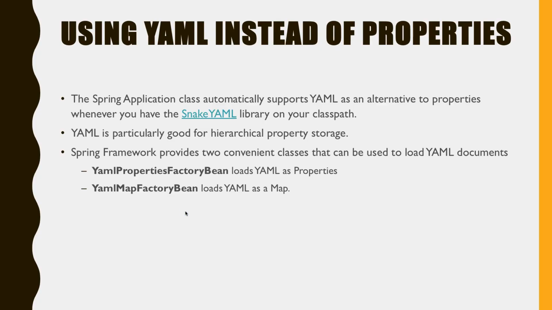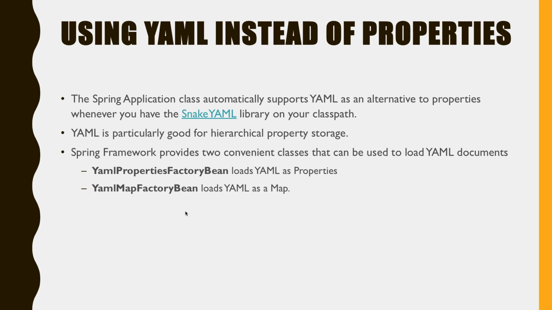YAML is an alternative to the properties file, and Spring Boot automatically supports YAML if you have the SnakeYAML library on your classpath. YAML is good for hierarchical property storage, and profile-specific storage, meaning you can create a profile very easily compared to a .properties file.